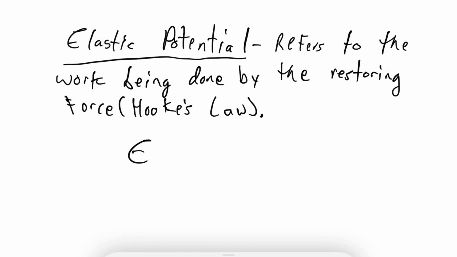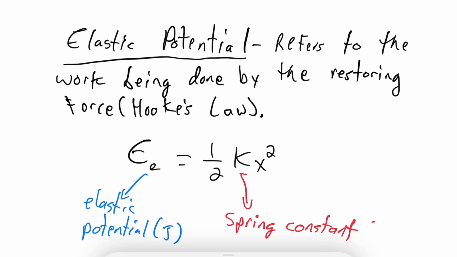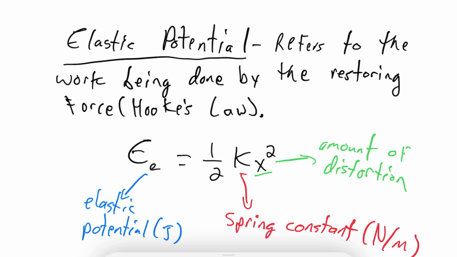Again, we say it's EP because it is a form of potential energy. But what we usually say, instead of writing EP, we could write lowercase e, and this would represent elastic. And that'll be equal to half kx squared, where this is your elastic potential in joules. Your k is going to be the spring constant of the mass, and just like in Hooke's law, it's going to be in newtons per meter. And the x is the amount of distortion, so how much an object is stretched or compressed, and that has to be in meters.